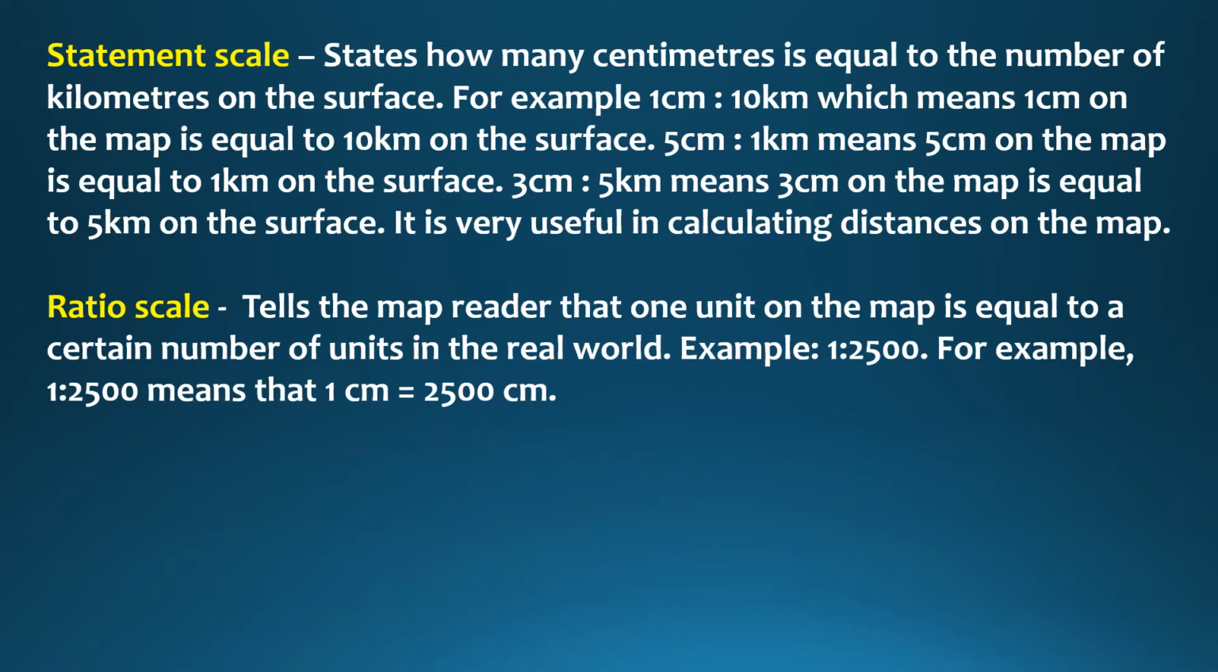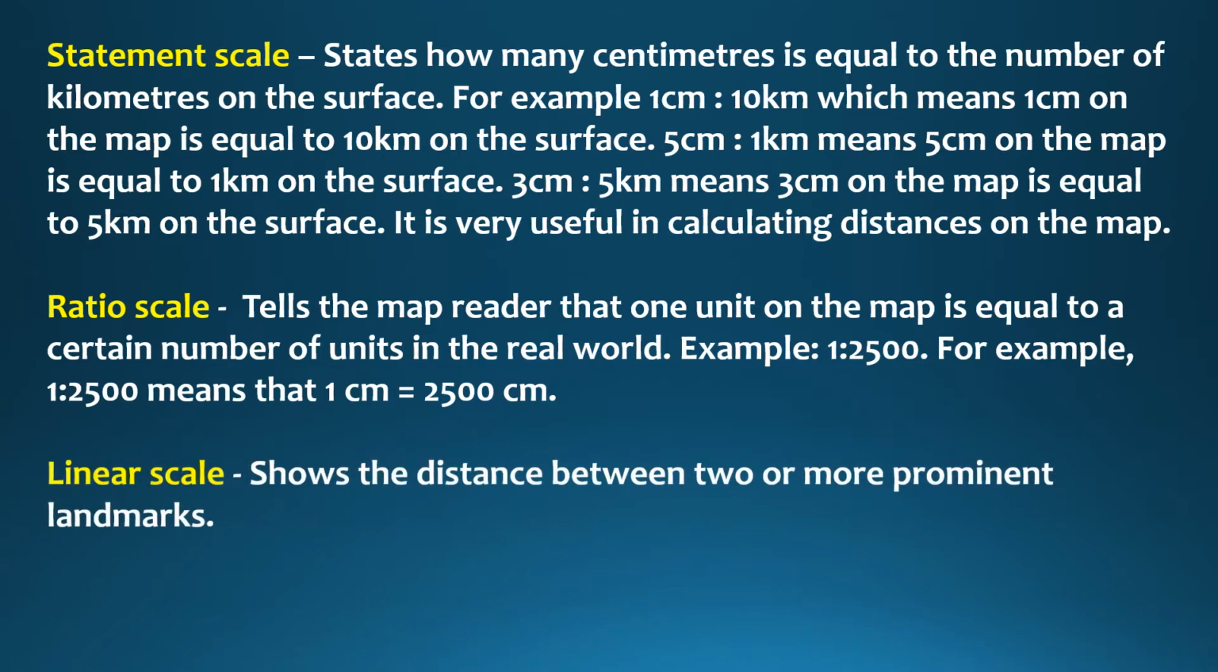The ratio scale tells the map reader that 1 unit on the map is equal to a certain number of units in real world distance. Example, 1 to 2500. That is a ratio. That is a ratio scale. Now this means that 1 centimeter is equal to 2500 centimeters in real world distances. In other words then, 1 centimeter on the map is equal to 2500 centimeters on the ground.